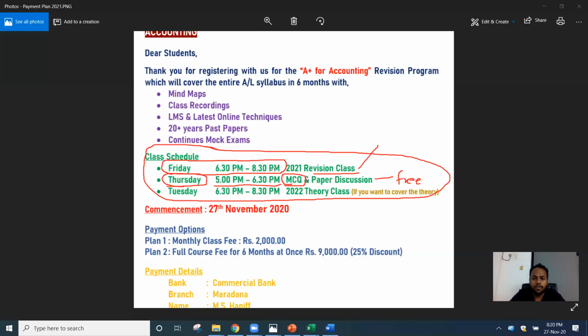And anyone who is joining the revision class can also join the theory classes, which will be on every Tuesday. If you are not very good with the basics, like the double entries, the basic things, I will do them in the theory class. We are doing it from the very basics, not very fast. We will do it very slowly, so you will understand all the basics. And in some areas I will make videos and upload them. Mock exams also we will do in the revision class.